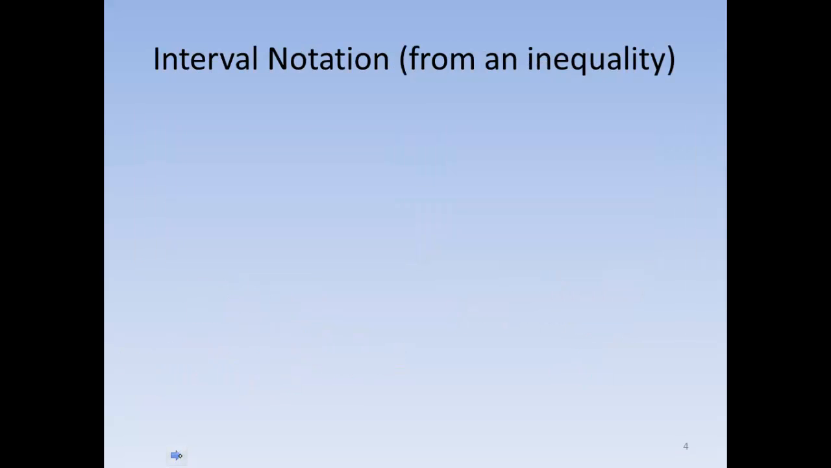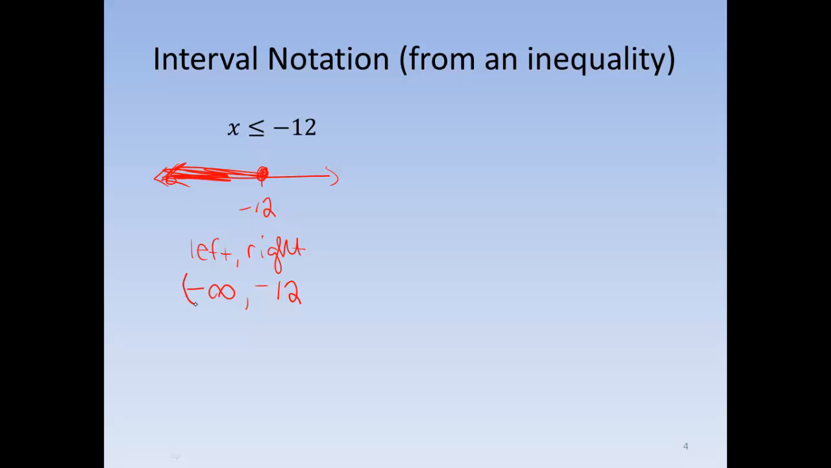Now if I want to talk about an interval from an inequality, we can think of it in a similar way. So all the x's that are less than or equal to negative 12. In fact, I am going to go ahead and use a graph to help me with this. If I'm at negative 12 on my number line, I would have a closed circle, and I'd be coloring all the way to the left. Again, interval notation goes left to right. On the left is negative infinity. On the right is negative 12. Negative infinity always gets an open bracket. Negative 12 is included, so it gets a closed bracket.